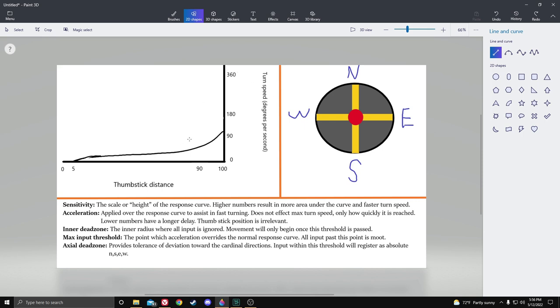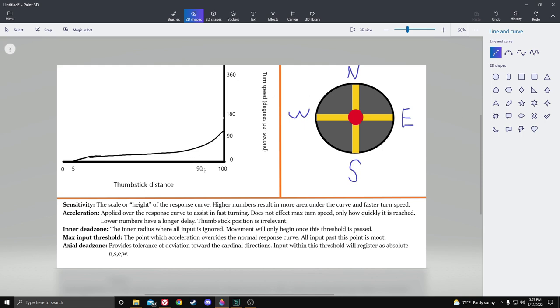It is important to note that your acceleration value does not determine what your maximum sensitivity is, only how quickly you reach it. Now, the acceleration curve is actually a discrete curve from your normal response curve, and that is to say that it is applied over it. It overrides it. Now, your max input threshold and acceleration are heavily linked because literally the only thing that max input threshold does is determine the point at which this response curve, the acceleration curve, will bisect it.